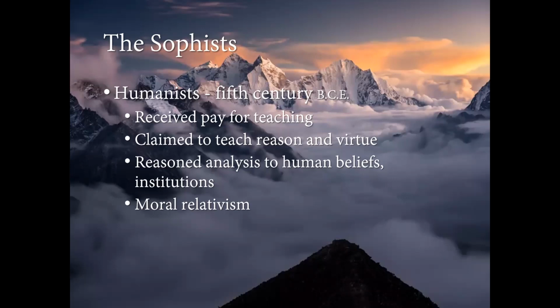And they used reason to analyze human beliefs and institutions. Now, we have to be careful about this because, again, we mostly have knowledge of later thinkers to talk about these sophists. But according to Plato and some of his generation, these people were objectionable because they were moral relativists. Why? Because they were teaching people how to analyze human beliefs and institutions and win arguments in a particular city.